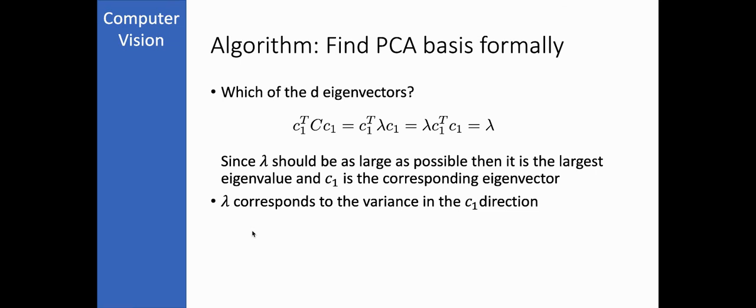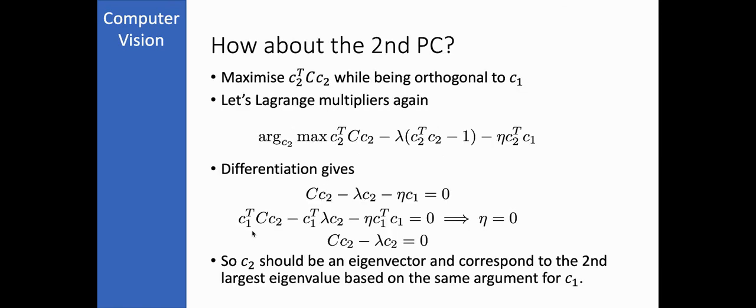Now we have our first principal component, and we also know the variance in the principal component direction. How about the second one? We want to maximize C2 transpose times the sample covariance matrix times C2, while being orthogonal to C1. Again, let's write in Lagrange multipliers. Now we have an additional Lagrange multiplier term telling that C2 must be orthogonal to C1. Differentiation with respect to C2 and setting it to 0 gives me this equation here.